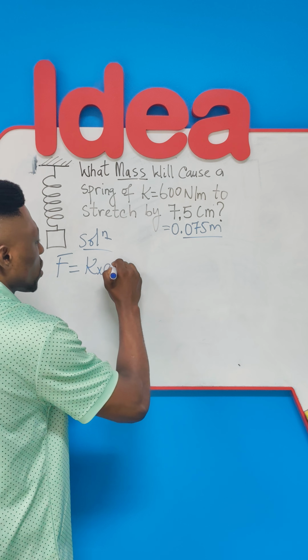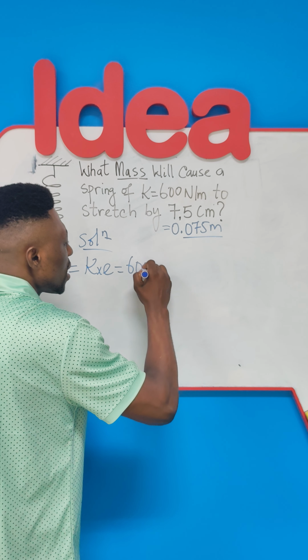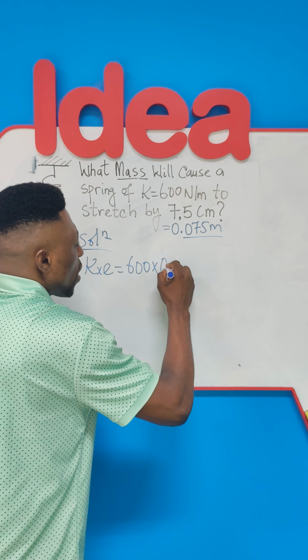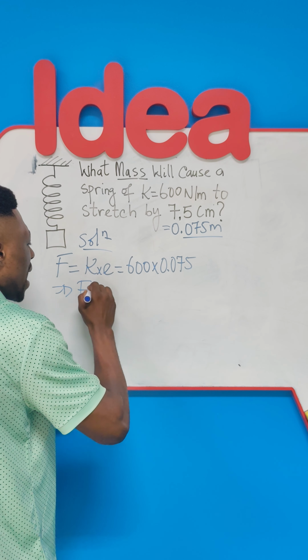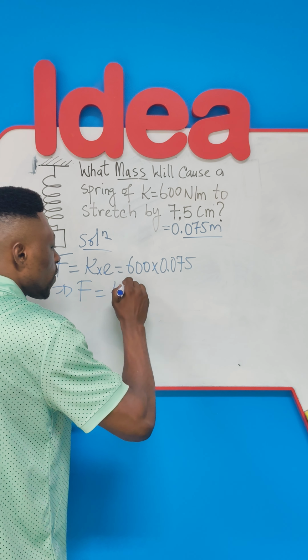Okay, so we got the extension here, and we also have the spring constant here. So we just look for the force. This is going to be equal to 600 times 0.075 meters. If you do this correctly, you will have that the force is going to be equal to 45 Newton.